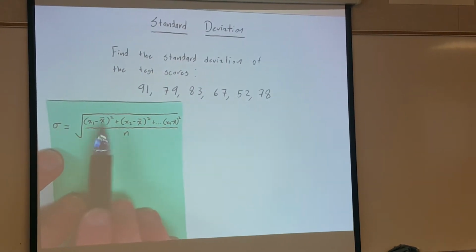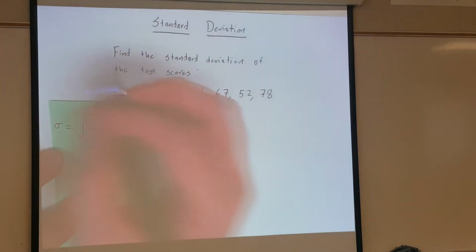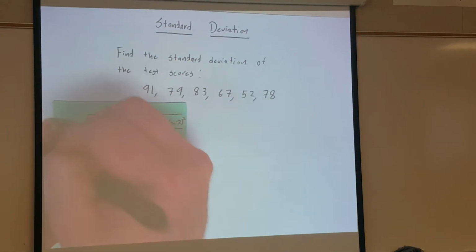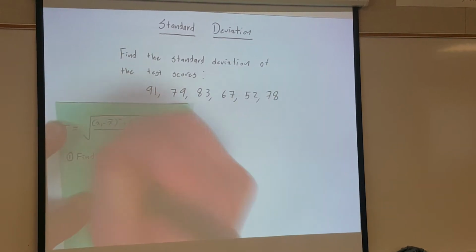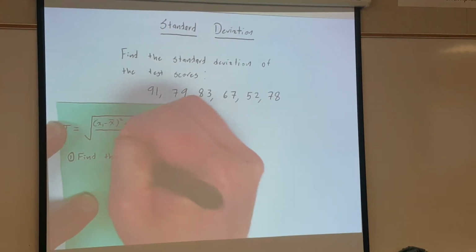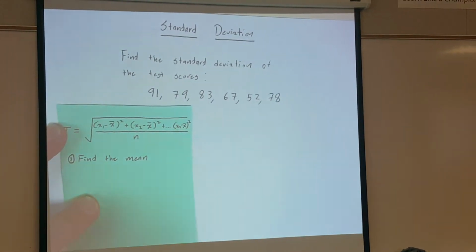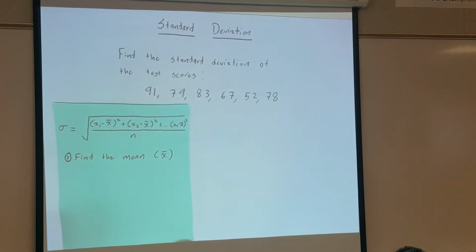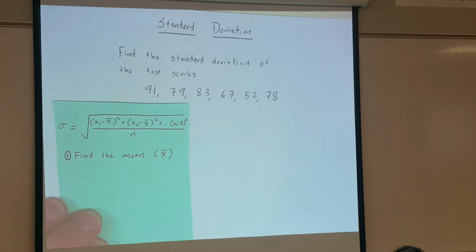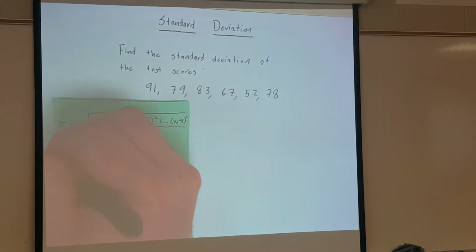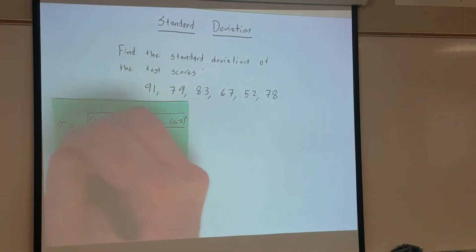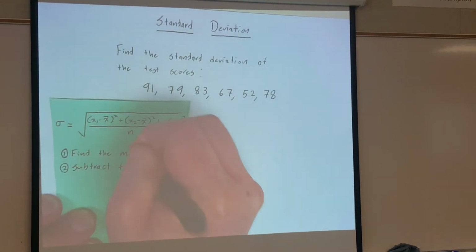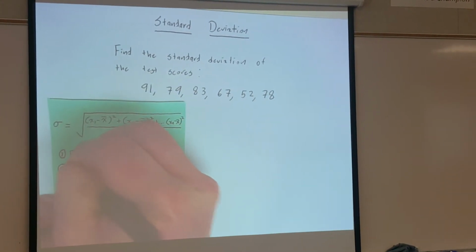First, the symbols. X bar, very important. That's the first thing we're going to find. So the first thing we're always going to do when we find the standard deviation is find the mean. And of course, mean is just a fancy word for average, and that's what they mean when they have that x bar right there. So that's going to be our first step, to find the mean. After we find the mean, we're going to subtract the mean from every score.